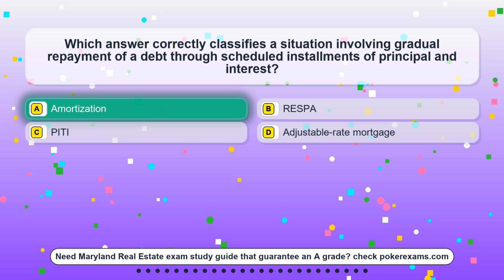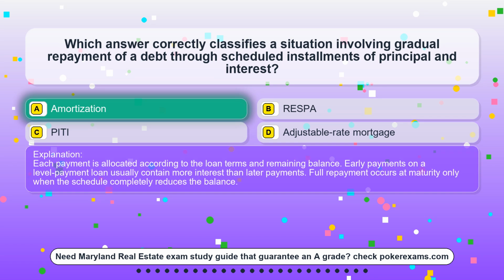The correct answer is option A, amortization. Each payment is allocated according to the loan terms and remaining balance. Early payments on a level-payment loan usually contain more interest than later payments. Full repayment occurs at maturity only when the schedule completely reduces the balance.